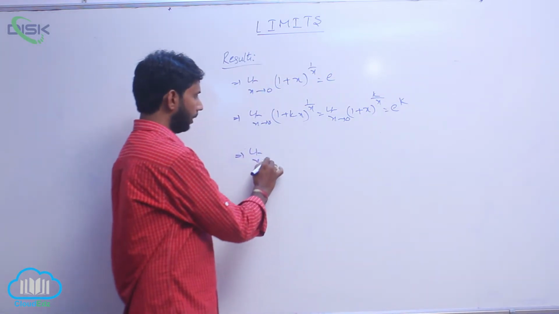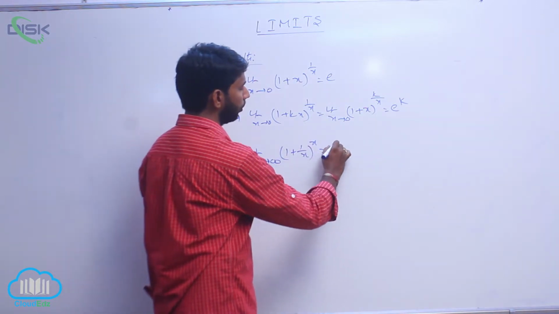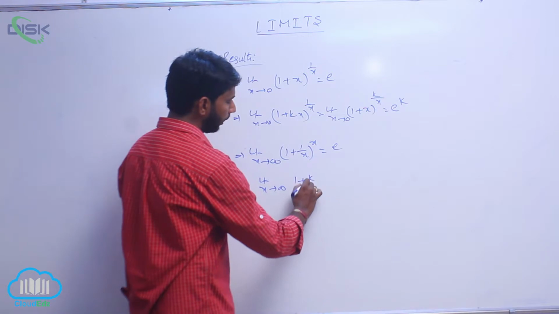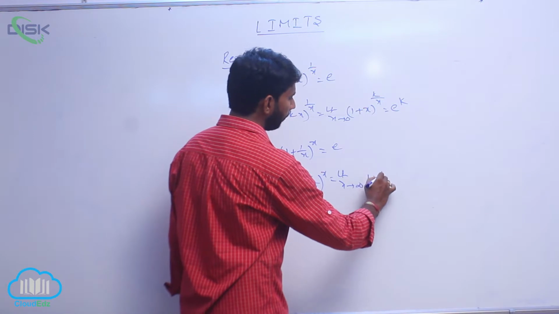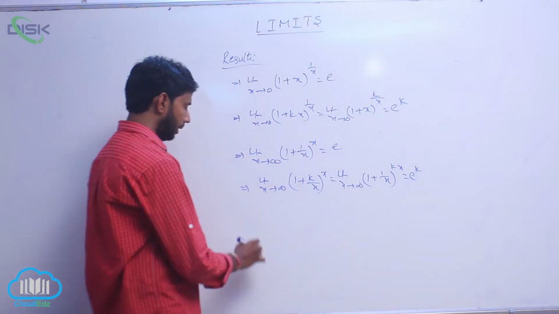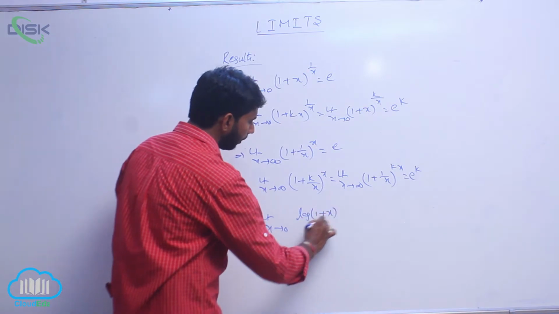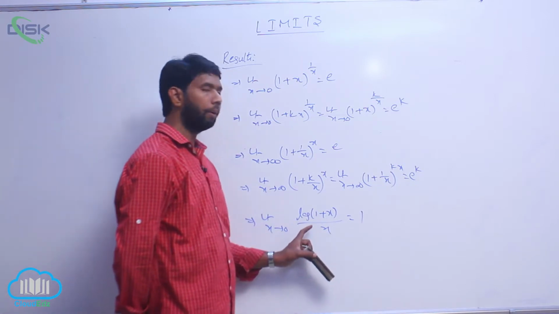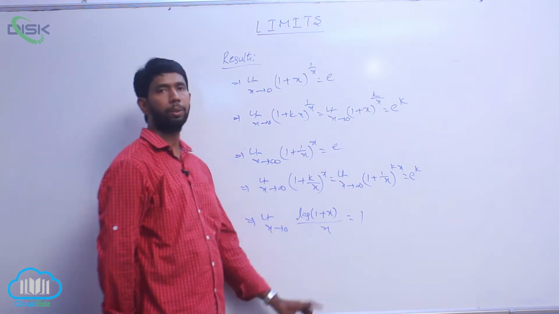And next one, limit x tends to infinity, 1 plus 1 by x whole power x is equal to e. And next one, limit x tends to infinity, 1 plus k by x whole power x is equal to limit x tends to infinity, 1 plus 1 by x whole power kx, which is equal to e power k. And next one, limit x tends to 0, log of 1 plus x by x is equal to 1. Limit x tends to 0, log of 1 plus x whole power 1 by x is equal to 1.